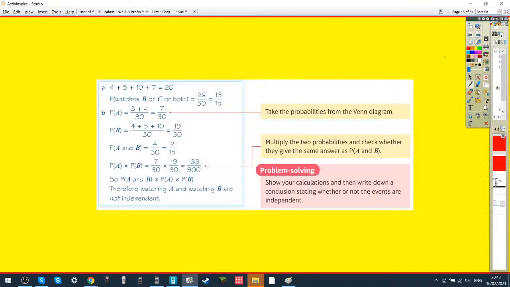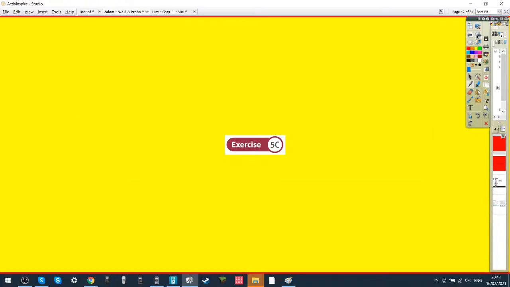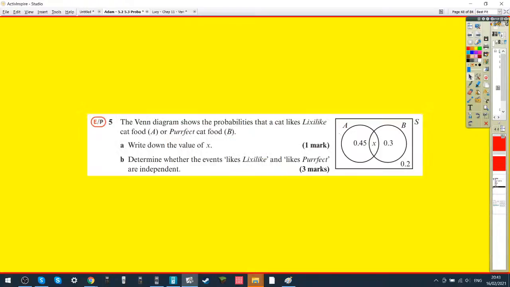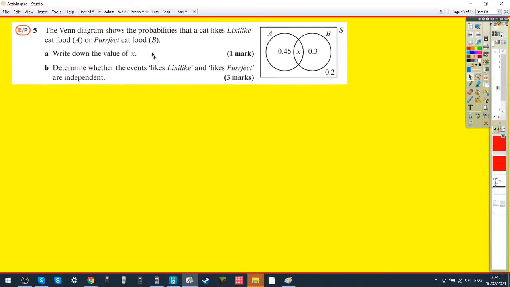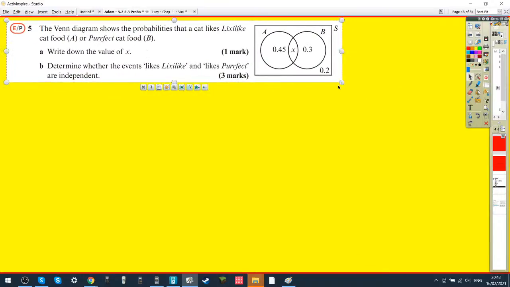Let us see. 133 over 900. So probability of both A and B is not equal to probability of A times probability of B. Therefore, watching A and watching B are not independent. So one affects the other. All right. How about this one?